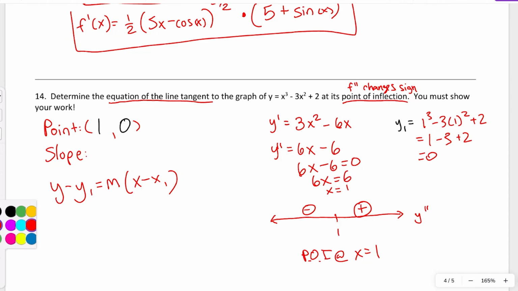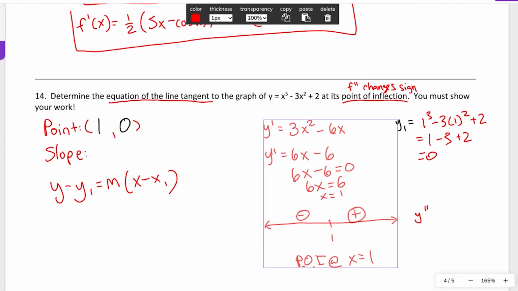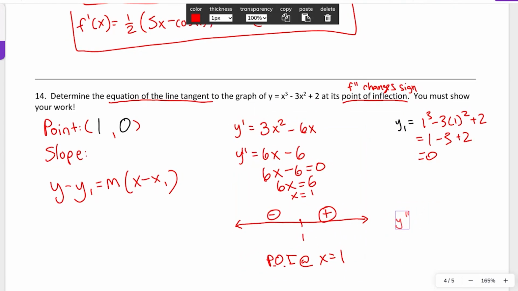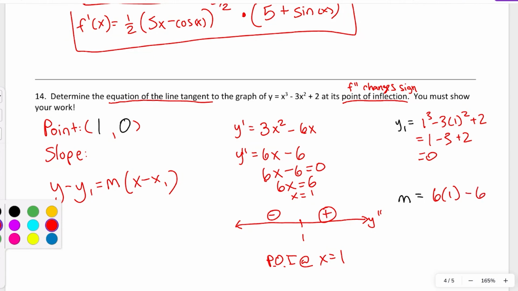And then my slope I'm going to find by plugging in 1 into the derivative, y prime. Let me just move all this stuff over a little bit to give myself more room. So my slope, my m, is going to be the value of the first derivative at x equals 1. So 6 times 1 minus 6. Is that 0 also? Hold up.